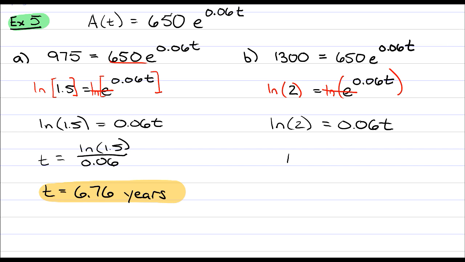And then I divide both sides by 0.06. So I get ln of 2 divided by 0.06. And in this case, t is equal to 11.55. So it takes about 11.5 years for the value of my account to double, to grow from $650 to $1,300. Okay? Well, you probably already get the gist of how this works. For the sake of argument, let's do 2 more examples.